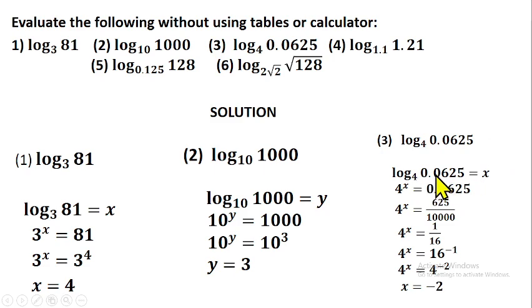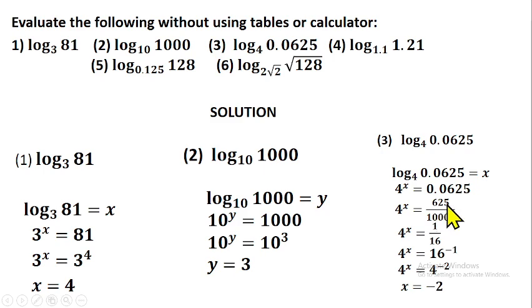So log of 0.0625 base 4 equals x. That means we can raise 4 x times to get 0.0625, according to the definition of logarithm. Then we can change this to a fraction. That will be 625 divided by 10,000. Move the decimal point to the back of 5: 1, 2, 3, 4. So that gives us over 10,000 here.